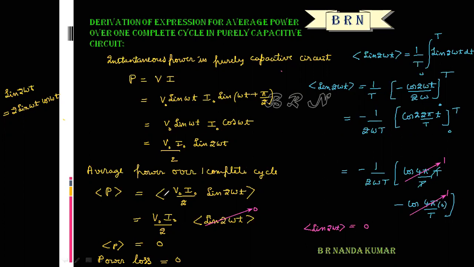In a purely resistive circuit, the average power over one complete cycle is the product of the RMS value of voltage and the RMS value of current. Power loss is maximum. In a purely inductive circuit, average power over one complete cycle is 0, and power loss is 0. Even in a purely capacitive circuit, average power over one complete cycle is equal to 0, and power loss is also equal to 0.